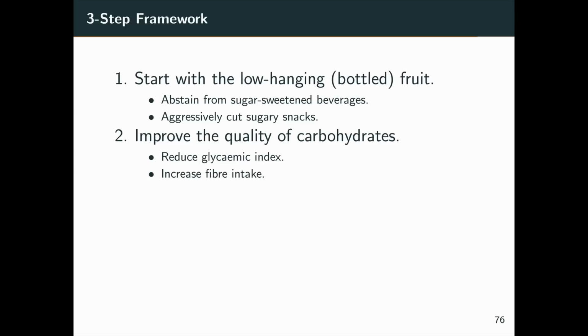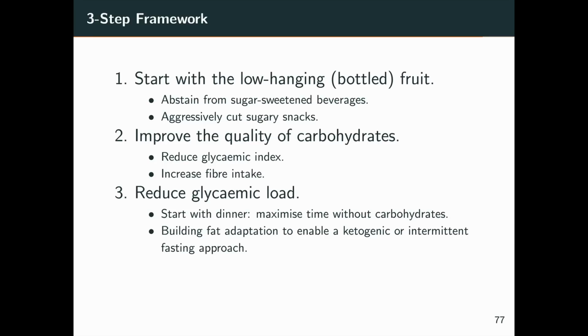The next step is to simply improve the quality of the carbohydrates, and that means reduce the glycemic index and increase fibre. Because if they leave my care, this is still a better diet than they started with. Then I might reduce glycemic load. And this is the low carb bit. The glycemic load really matters.